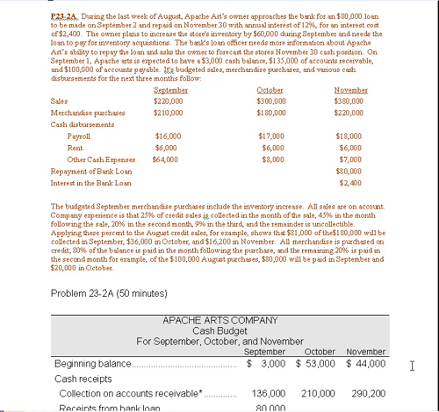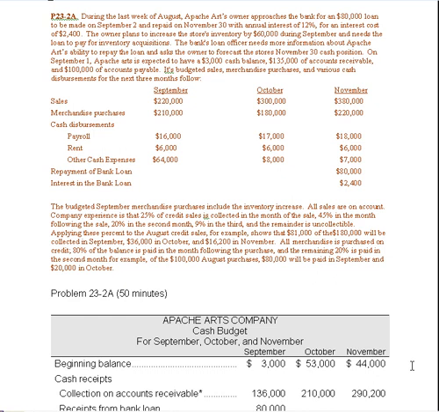Okay, let's take a look at problem 23-2A. During the last week of August, Apache Art's owner approaches the bank for an $80,000 loan to be made on September 2nd and repaid on November 30th with an annual interest of 12% for an interest cost of $2,400. The owner plans to increase the store's inventory by $60,000 during September and needs the loan to pay for inventory acquisitions. The bank's loan officer needs more information about Apache Art's ability to repay the loan, and he asks the owner to forecast the store's November 30th cash position.